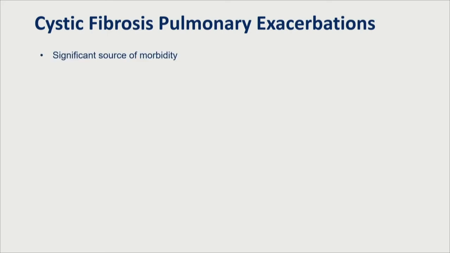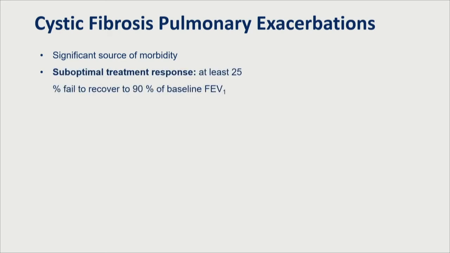So cystic fibrosis pulmonary exacerbations are a significant source of morbidity for people with CF and are associated with accelerated lung function decline, reduced quality of life, and survival. Response to current treatment of exacerbations is suboptimal, with at least a quarter of people with CF failing to recover to 90% of their baseline FEV1 within 3 months following treatment. And there is considerable variability in the frequency of exacerbations experienced by people with CF.